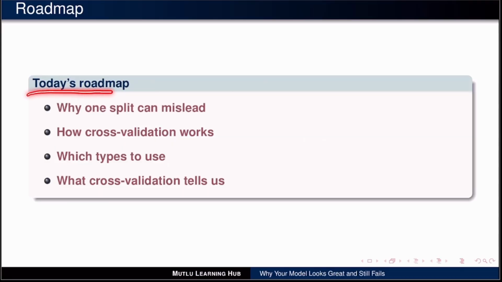Here is the plan for this video. First, we'll show why a single split can be misleading. Then we'll go through how cross-validation works. After that, we'll look at some common types of cross-validation and when to use them. And finally, we'll talk about what cross-validation actually gives us back and how to interpret it.